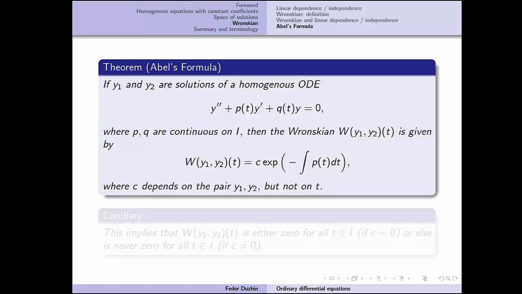Alright, and this follows from this nice little thing that is called Abel's formula. Suppose that we have a second order homogeneous ordinary differential equation, and suppose that y1 and y2 are solutions of the same differential equation. Then, according to Abel's formula, the Wronskian is given by the following equation.